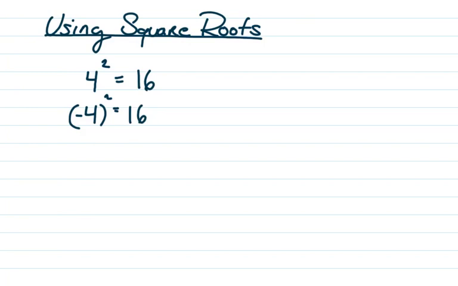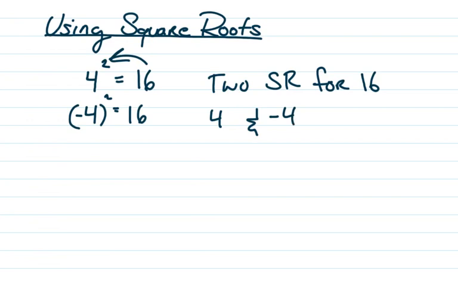Now, finding the square root is the inverse operation. So taking the square root of 16 is going to equal 4. It's going backwards from here. It's the inverse operation of squaring something. Now, as you can tell, there are going to be 2 square roots for the number 16. There is 4 and -4.